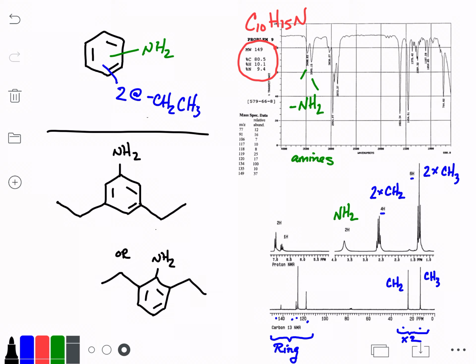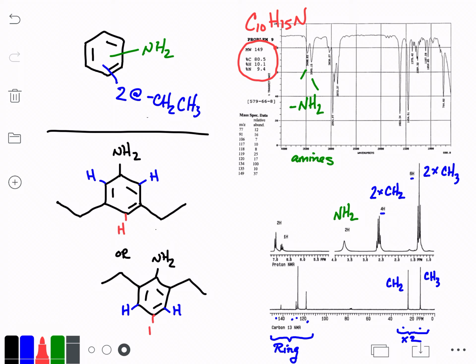Or I could imagine a similar molecule with my ethyl groups coming off closer to the nitrogen. So that I can analyze this properly, I'm going to go ahead and fill in all of my additional hydrogens that are missing from the picture.